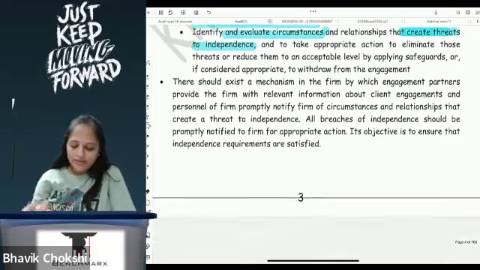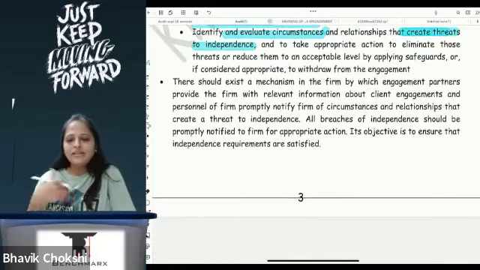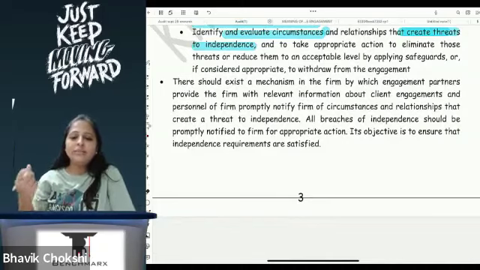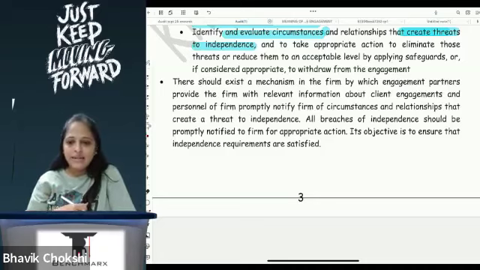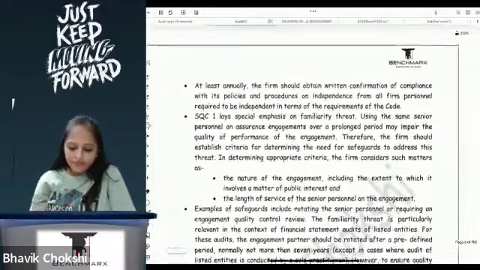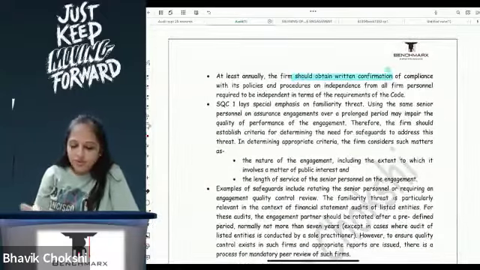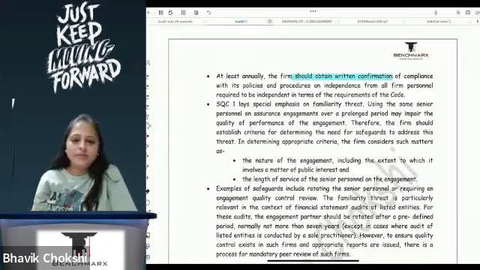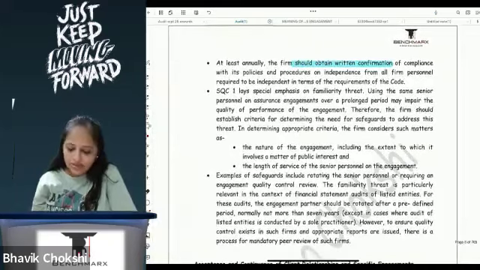So whenever I'm training my personnel as a leader, it is my responsibility to ensure that the people understand that there should be independence, and if there is any threat to independence, any breach of independence, then they should immediately report to the leader, so that the quality of the firm is maintained. Are we understanding? Then, as we discussed, the firm should obtain written confirmation of compliance with policies and procedures.